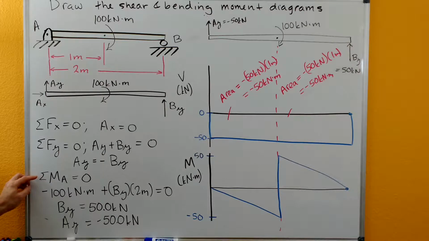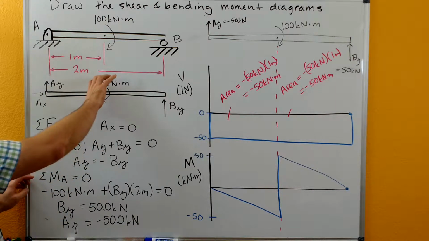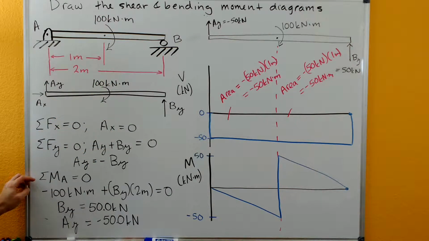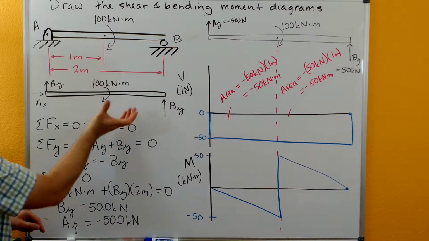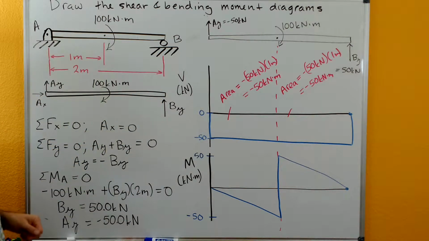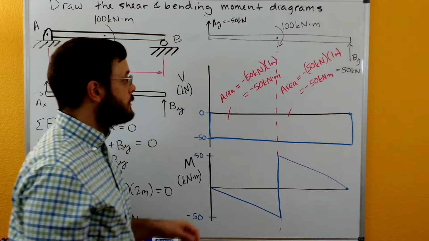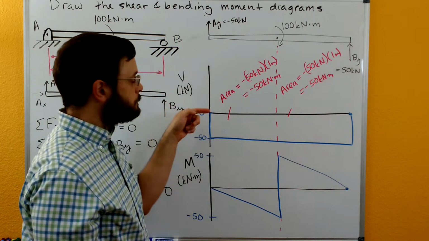Then we can do our sum of moments about A. The 100 kilonewton meter moment there is negative, so we have the negative 100 kilonewton meters, and then we have plus BY times the 2 meter length here. So we get that BY is equal to positive 50 kilonewtons, and AY is negative 50 kilonewtons. So now we can draw our shear and bending moment diagrams.